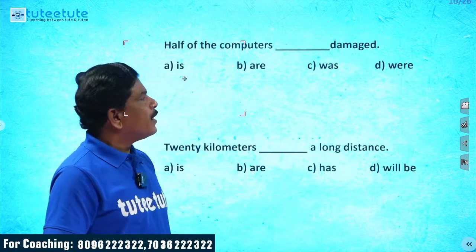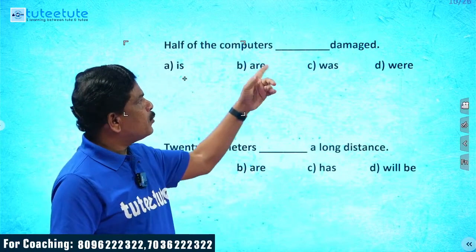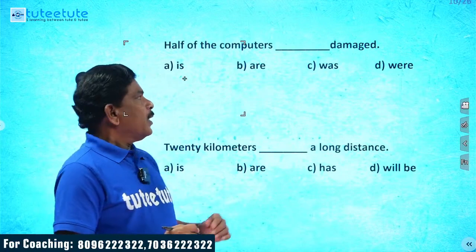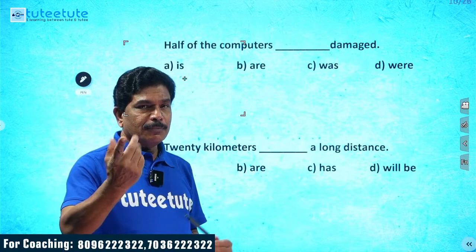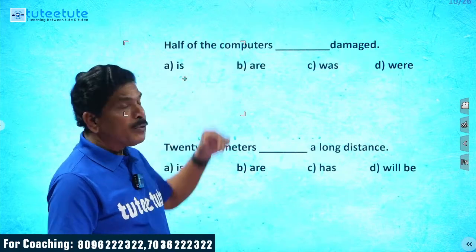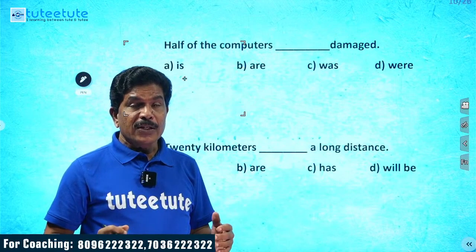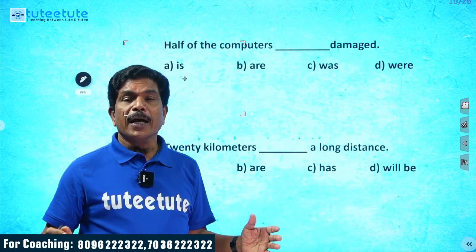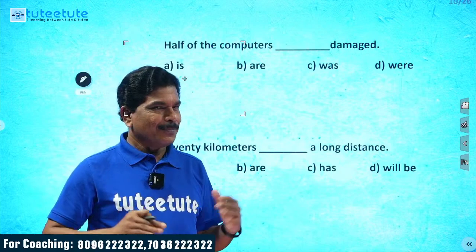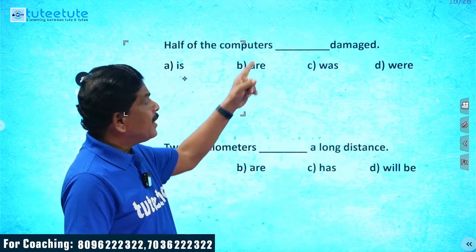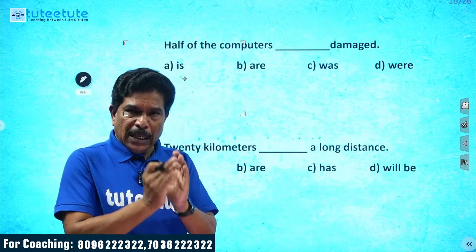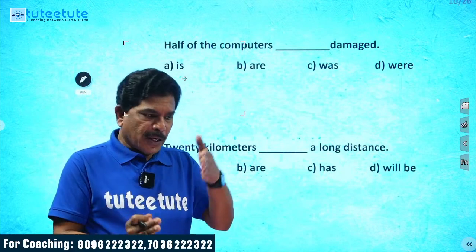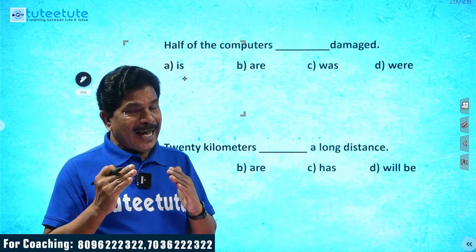Now we have half of the computers. Half of the computers that's damaged. So here is are, was, or were. Make a wild guess. Computers is plural. I said computers in the world can be counted. It is a countable noun. Here it is given in plural as well. Then half of the computer. Suppose there are many computers, half of them, we don't know the actual number.